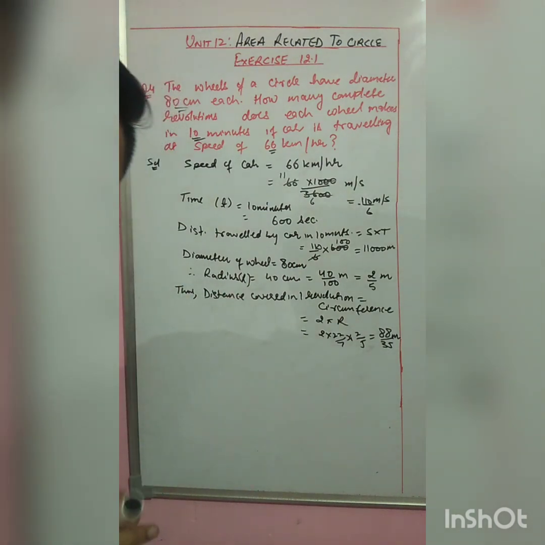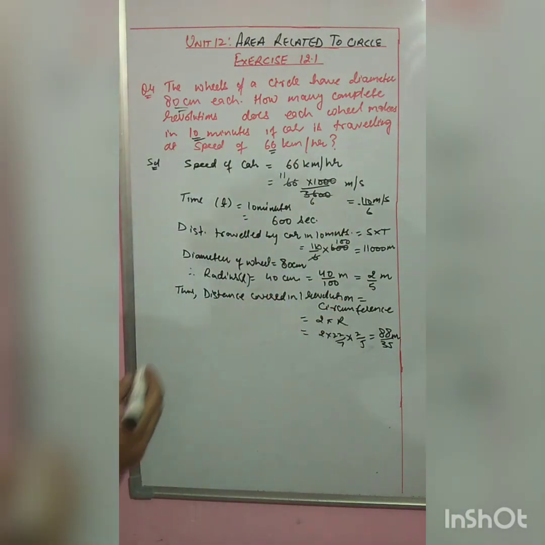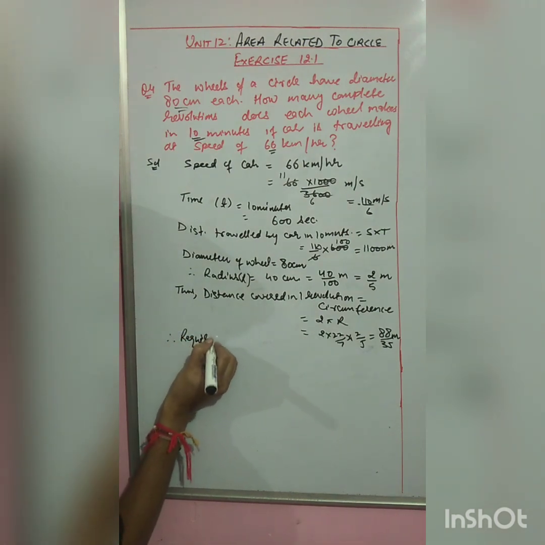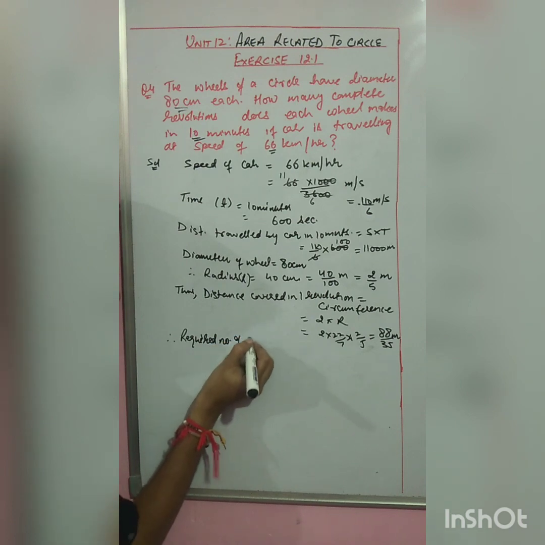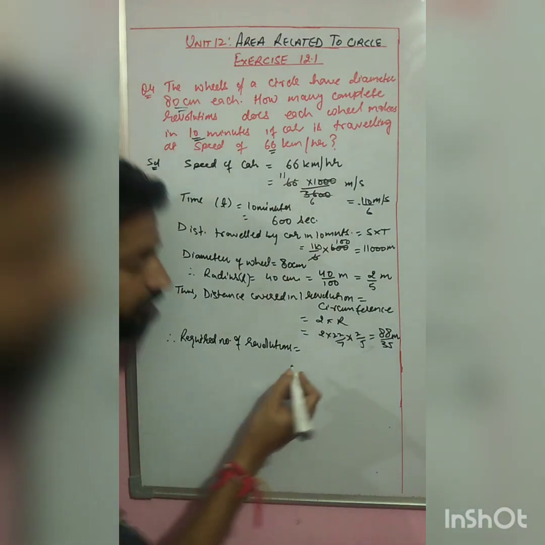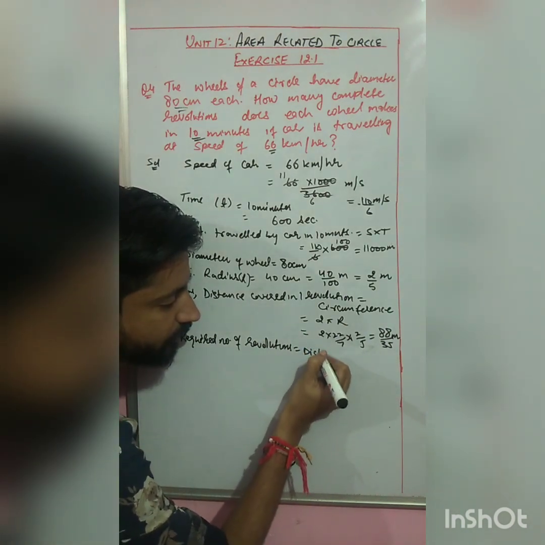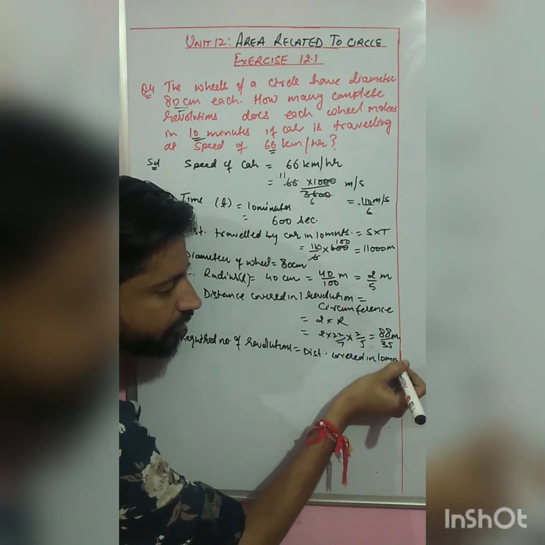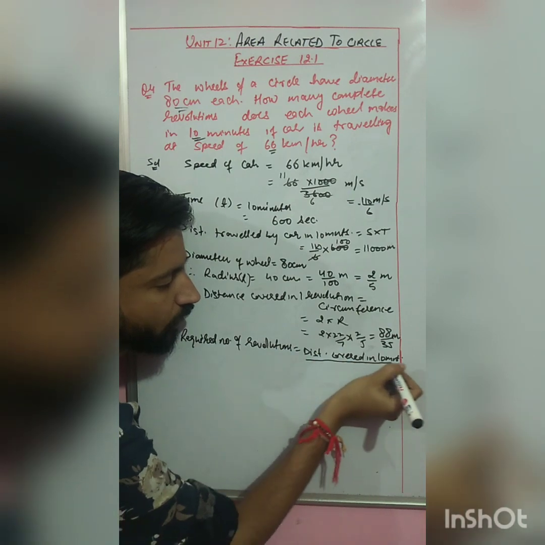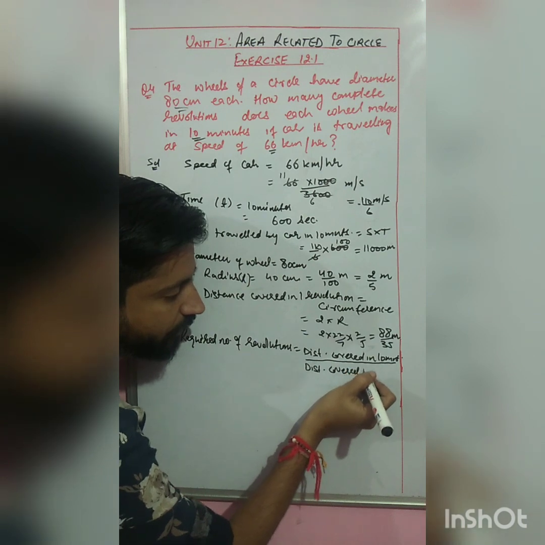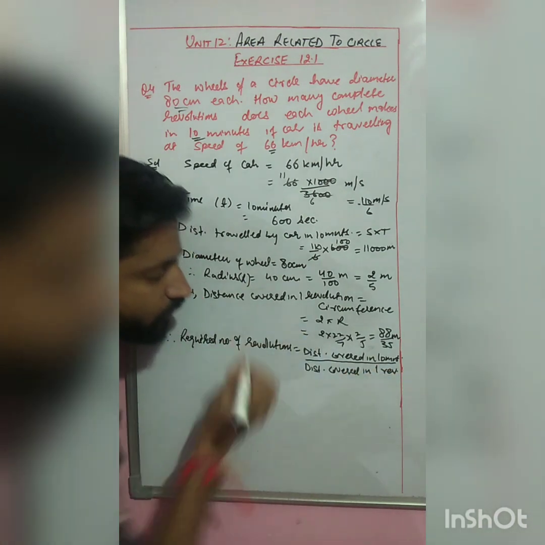Now here what we have to find, the number of complete revolutions the car needs to make to cover this distance. Therefore, required number of revolutions. It would be what? It would be like distance covered in 10 minutes upon distance covered in one revolution.